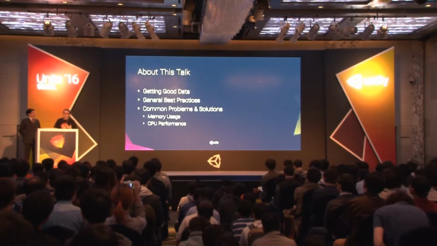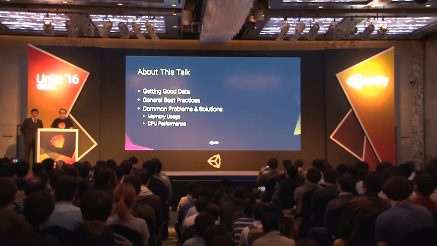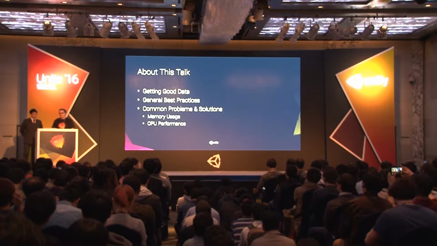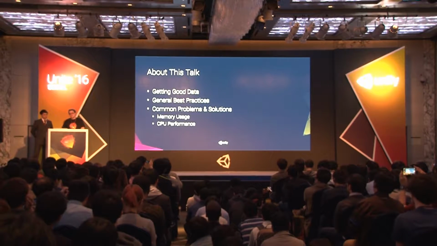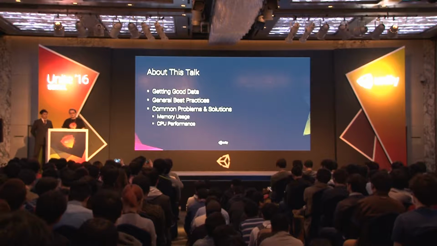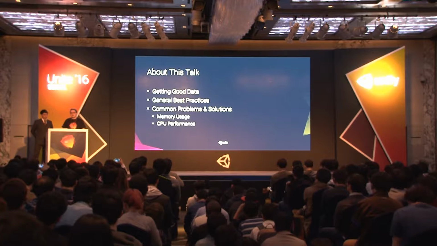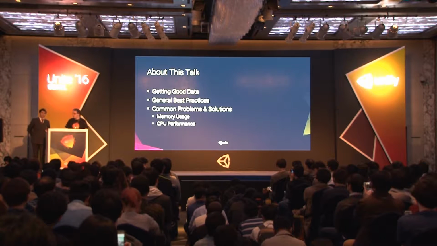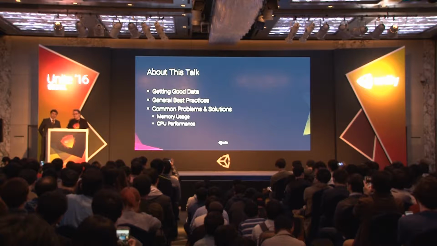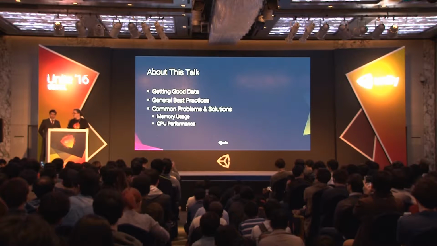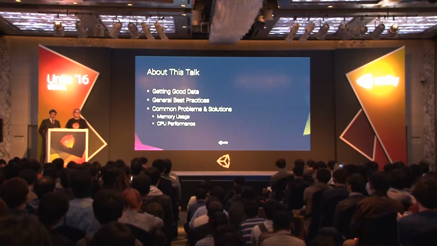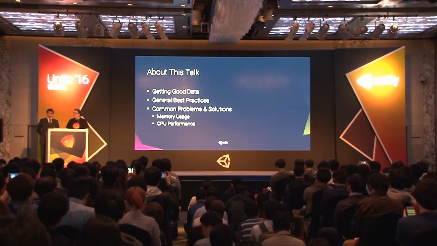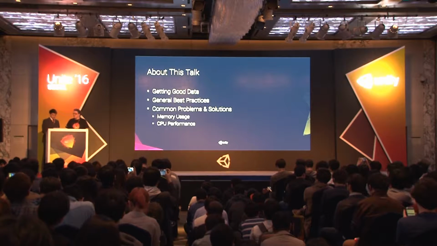Okay, so what we want to talk to you today about optimizing your mobile applications is that getting good data is the key to optimizing your application. And we want to show you how to do this. We will also discuss some general best practices, along with the common problems and the solutions to those problems. And we're going to divide this talk into, well, first, three sections. We're going to start with profiling, with getting data. Then we'll move into talking about measuring and reducing the memory consumption of your game. And finally, we'll wrap up by discussing CPU performance.